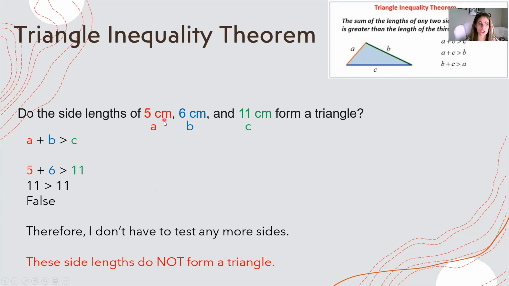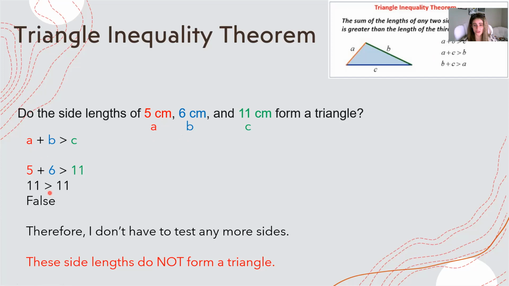In this case, we want to know if 5 centimeters, 6 centimeters, and 11 can form a triangle. So once again, if you want to keep yourself organized, you can just label these sides A, B, C, and then right up here, follow these three different sets. So first add sides A and B together. Well, 5 plus 6 would be 11. Is 11 greater than 11? No. And if we look closely, our inequality sign is just a greater than. It's not greater than or equal to.